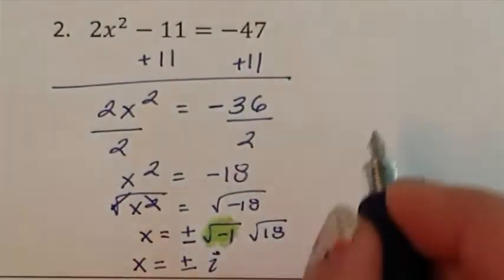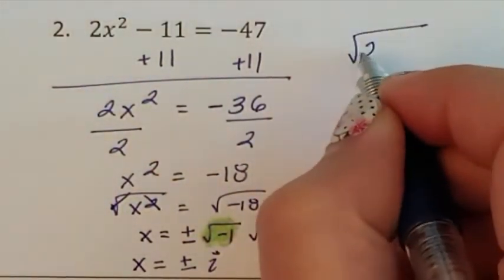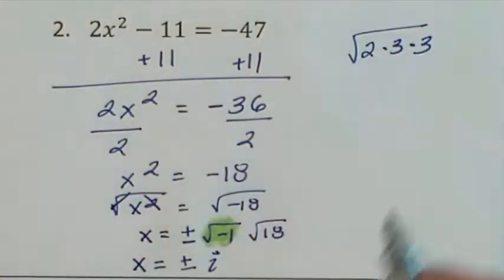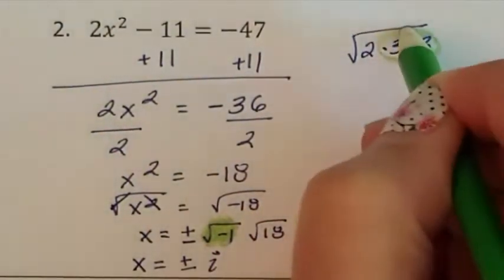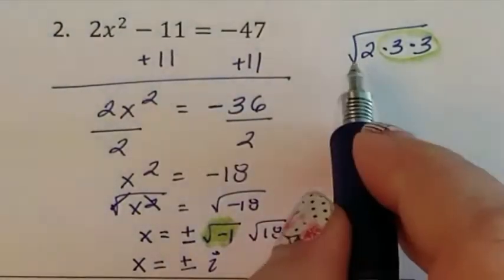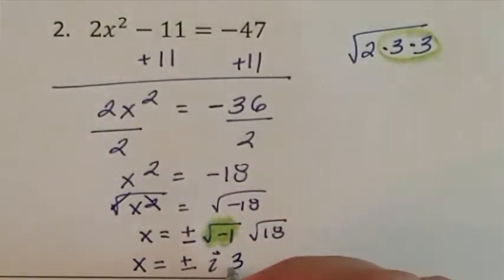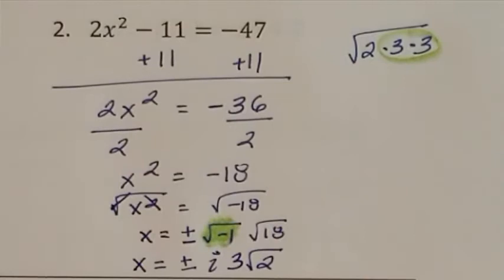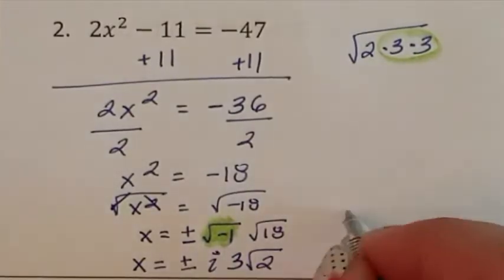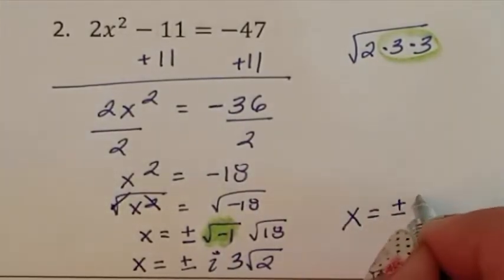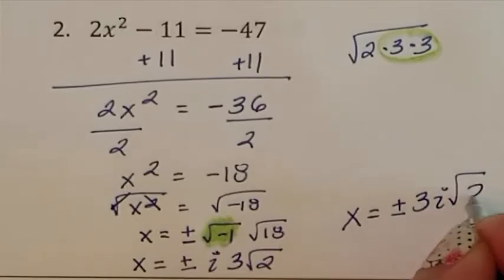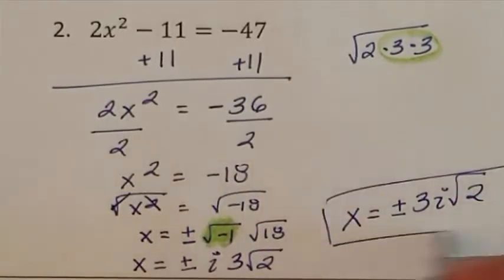The square root of 18, if you need to see it over here, that is 2 times 3 times 3, where the 3's paired up and got to escape, the 2 had to stay inside. So the 3's escaped, the 2 had to stay inside. So when you write this final answer, the i comes after the number, but not after the square root. So you would write this as plus or minus 3i, and you still had that 2 on the inside.